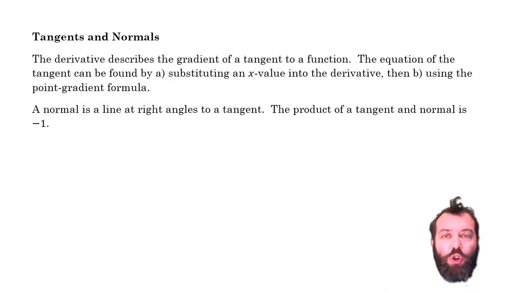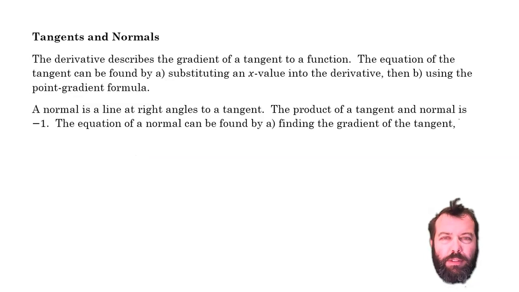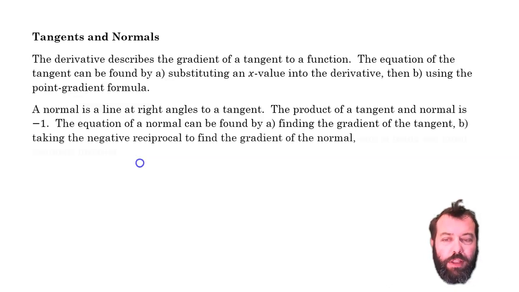Anyway, a normal is a straight line, a bit like a tangent, but at right angles to a tangent. So its gradient is significantly different to the gradient of the tangent. In fact, the product of those two gradients will be -1, or we could think of it as the gradient of the normal compared to the tangent is the negative reciprocal. Change the sign, flip it upside down. Again, I think it's best if we look at this through an example.